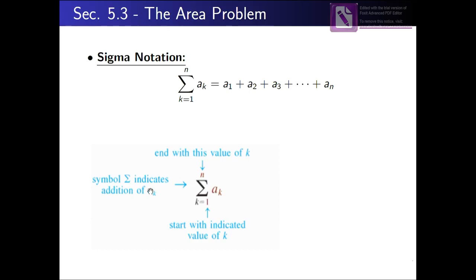And this sign, which we call the symbol sigma, indicates addition of a_k, and k is the variable that we change. So for example, if we have k starting from 1 until n, where we sum a_k, it will be a1 plus a2 plus a3, until we reach the last one, which is a_n. So we call this sigma notation, and this is the summation of a_k, where k starts from 1 until n.